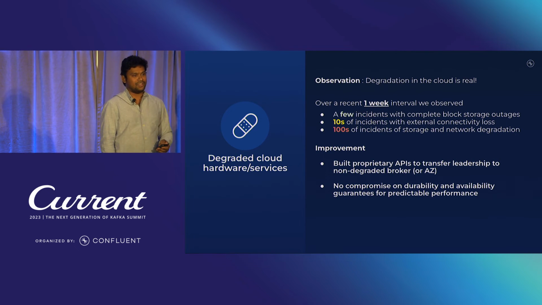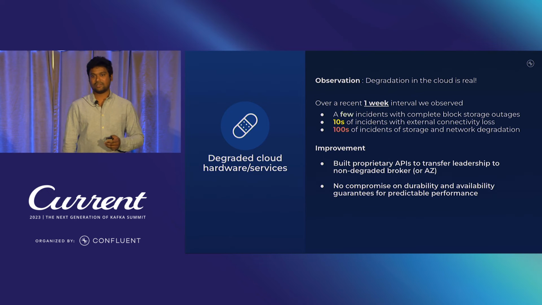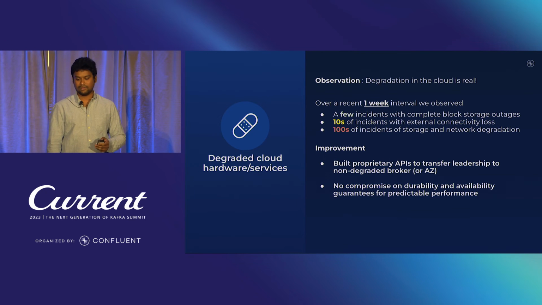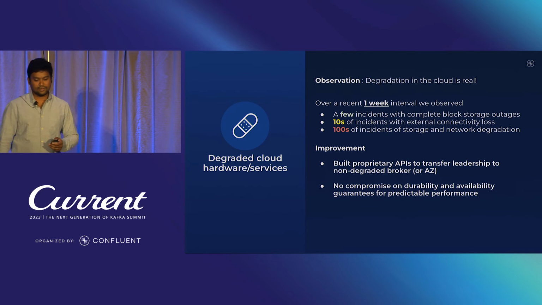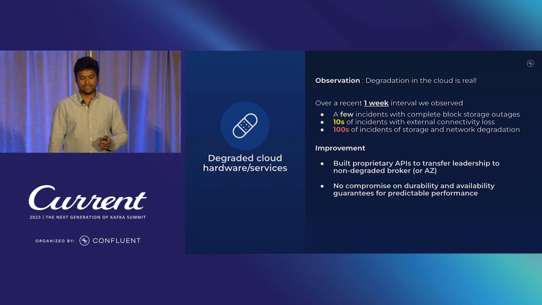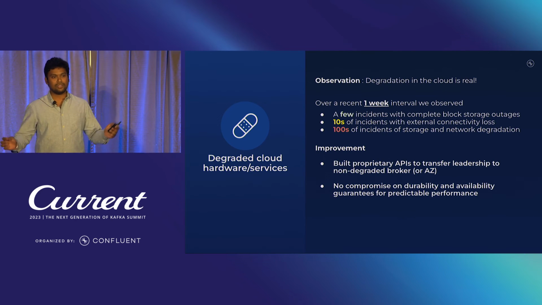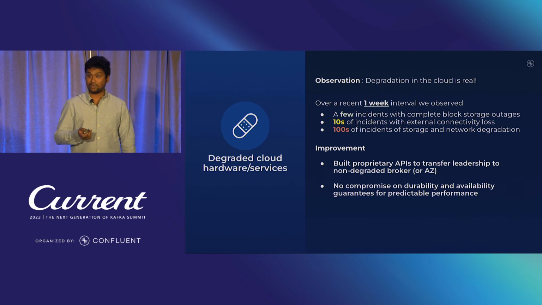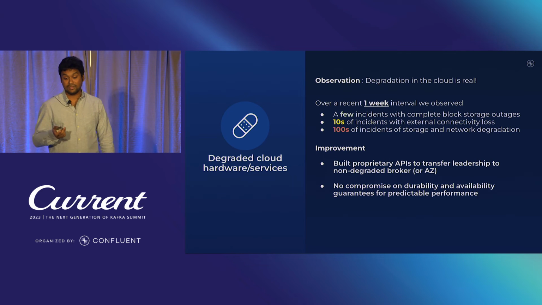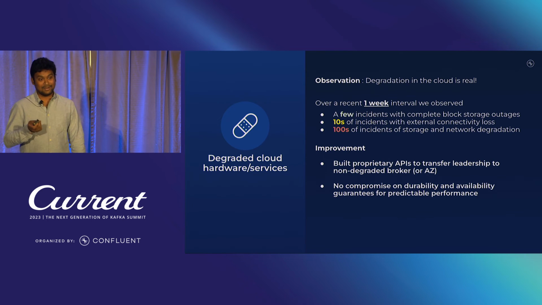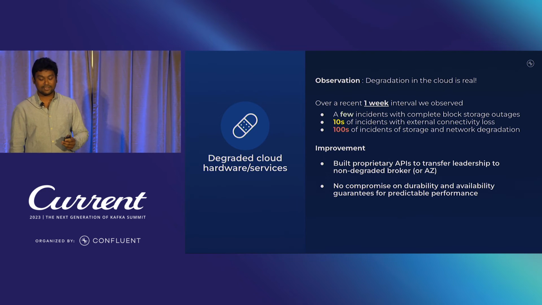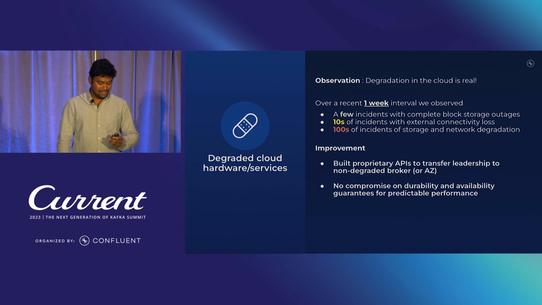So degradation in the cloud is real. If you've been running a cloud service, this is something that should be obvious to you. Hardware goes bad, there's a lot of jitter, or the storage has latency spikes here and there. In the last few weeks, what we have observed running all these 30,000 clusters is a few incidents where there was complete block storage outage. Sometimes the disk got wiped out as well. The other thing is we have had tens of incidents with external connectivity loss and then storage and network degradations.